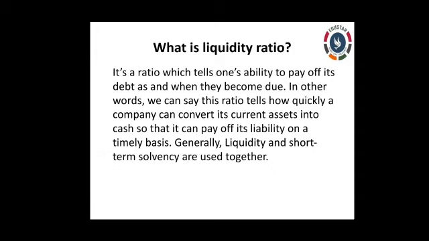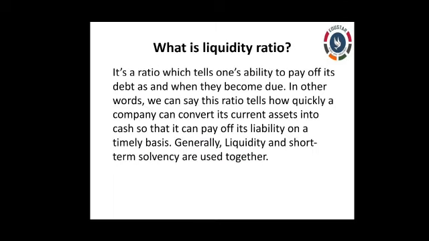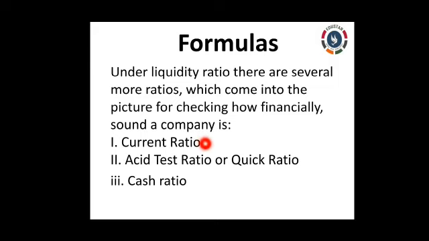How can they be analyzed? They can be analyzed by looking at the amount of current assets and current liabilities in the balance sheet. Under liquidity ratio we have three heads. Already we saw this: current ratio, acid test ratio or quick ratio, and cash ratio. First one, current ratio. Now we are going to see the current ratio.